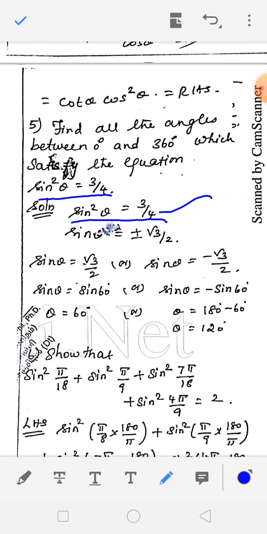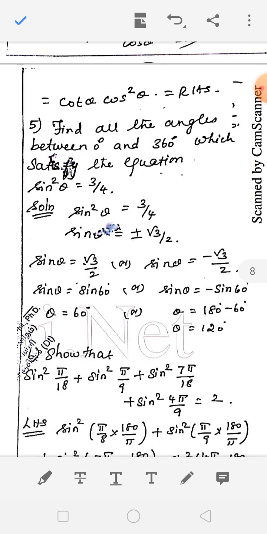Now I can write sine theta is equal to plus of one term, and sine theta is equal to minus of one term. Sine theta equal to plus root 3 by 2, sine theta equal to minus root 3 by 2. In the trigonometric table, what are the values of root 3 by 2? If you check the trigonometric table, page number 90 in your max book, root 3 by 2 value is sine 60 degree.